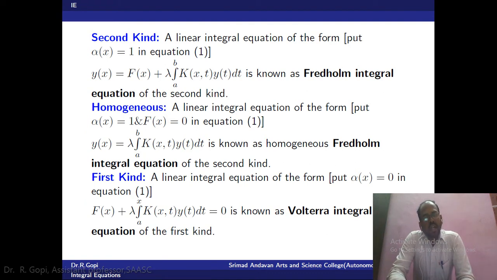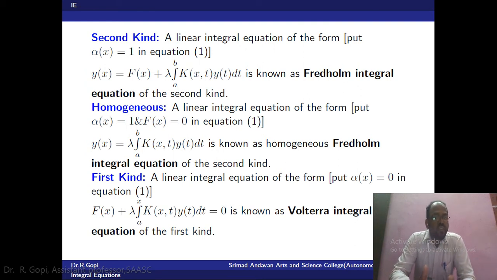Then the Volterra integral equation. A Volterra integral equation is one where, in the integration from a to b, a is a constant and b is a variable. Then the equation is called the Volterra integral equation. A linear integral equation of the form f of x plus lambda into integral a to x k of x comma t into y of t dt equal to 0 is known as a Volterra integral equation.